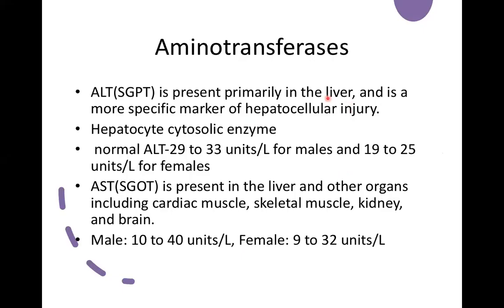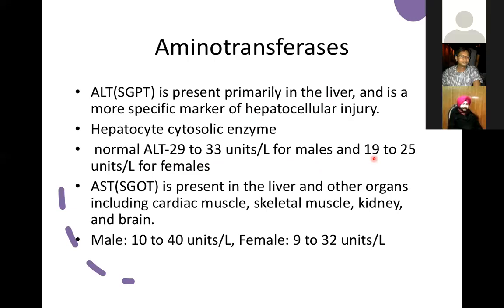And the next important part of the LFT are the aminotransferases. The ALT and the AST are very important enzymes for us to assess liver function. ALT is primarily present in the liver and therefore is a more specific marker of hepatocellular injury. It is present in the cytoplasm and it helps in transferring the alanine moiety to the pentose ring. The normal value as per studies, these are from American subjects, is about 29 to 33 for males and 19 to 23 for females. But in practice, I think we accept up to 40 as being normal.